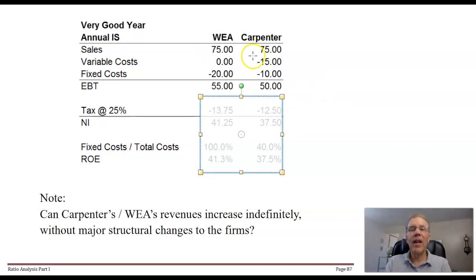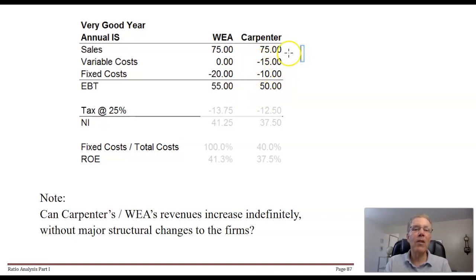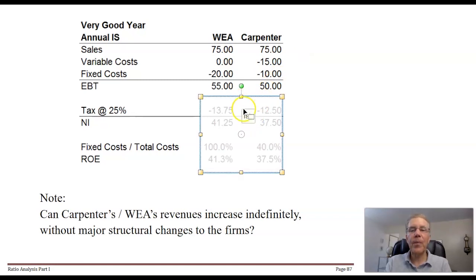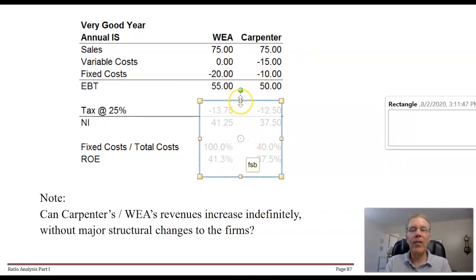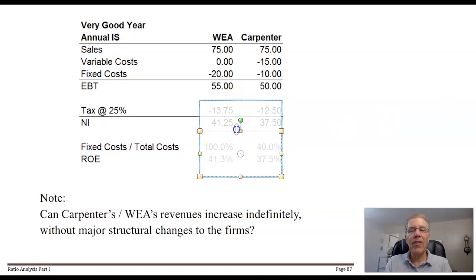Okay, so let's say that revenue goes up from 50,000 a year to 75,000 in each case, and now the carpenter's costs have gone up linearly. Her variable costs have gone up linearly, and West End has experienced no additional costs. We're still at the same 20,000 we were in a normal year and a very bad year. So our earnings before tax is going to be larger than hers by the amount of her variable cost increase. And that's going to trickle down to the net income.